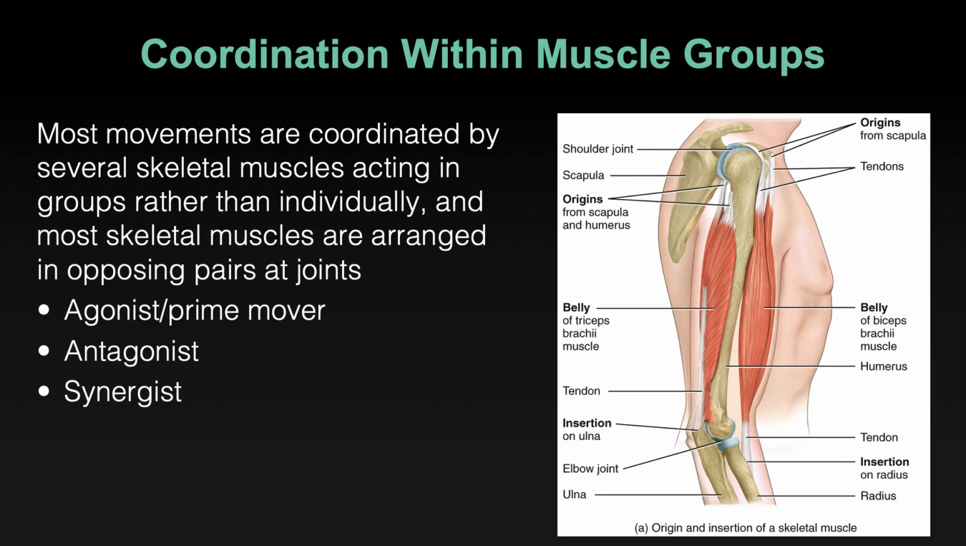In the case of elbow flexion, that's the biceps brachii. That is the prime mover. The biceps are the main muscle that flexes the elbow.